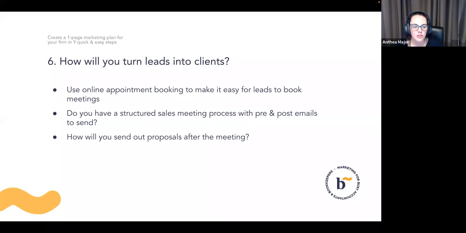Step 6 is how you will turn leads into clients. So now we're probably at the crunch time, I guess. I know this was probably fairly strong in the poll. I know people are typically running quite a good first meeting or initial consultation. So just think about firstly how people would get to that meeting. I recommend using online appointment booking tools to make it easy for people to get there.